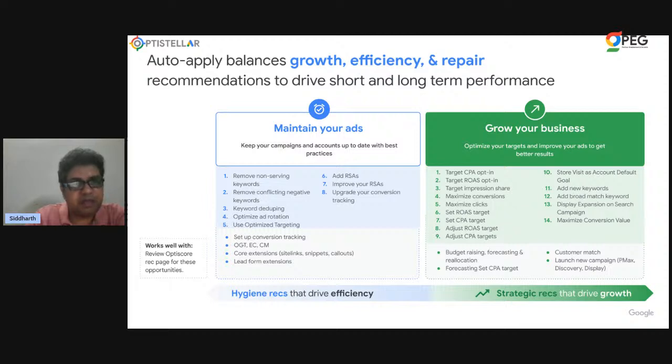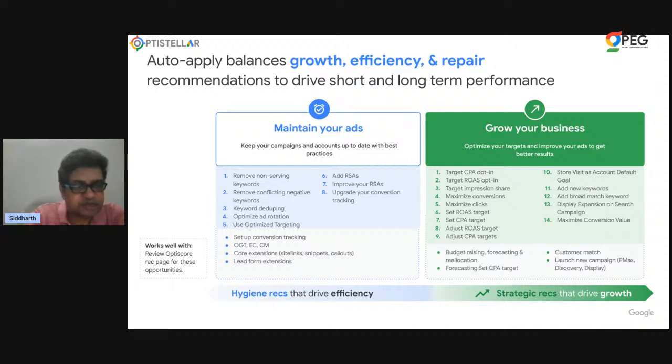Auto apply balances growth, efficiency, and repair recommendations to drive short and long term performance. All right. Within auto apply recommendations, as I discussed, there are a total of 22 recommendations right now. We have broken these down into two classifications. First is maintain your ads, and the second one is grow your business.